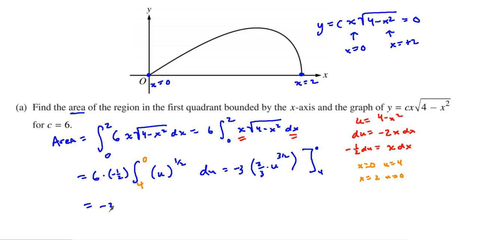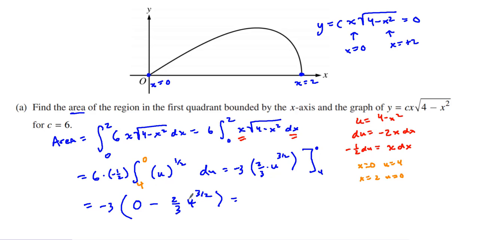We get -3, and we're going to plug in 0 first. We get 0 minus 2/3 times 4 to the 3/2 power. Okay, and so I got to do this 4 to the 3/2 power. What's 4 to the 1/2 power? That's 2. 2 to the 3rd power is 8.